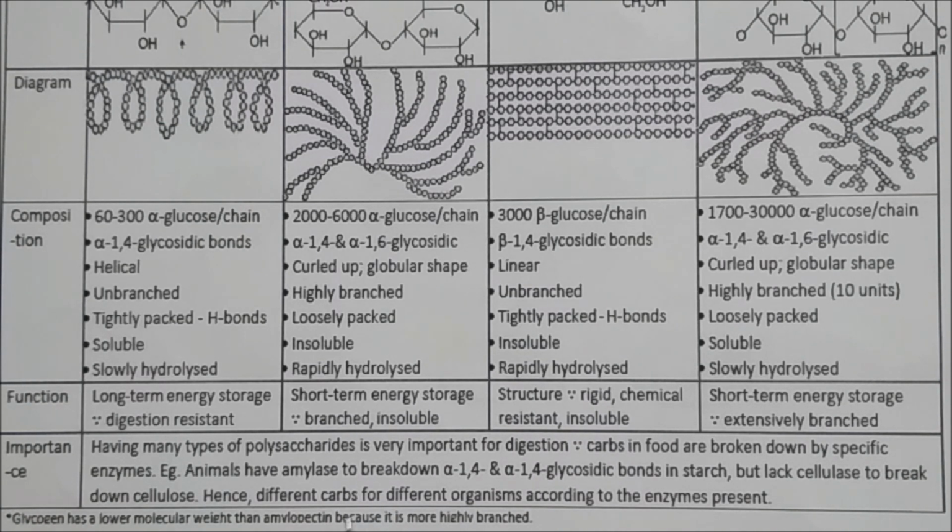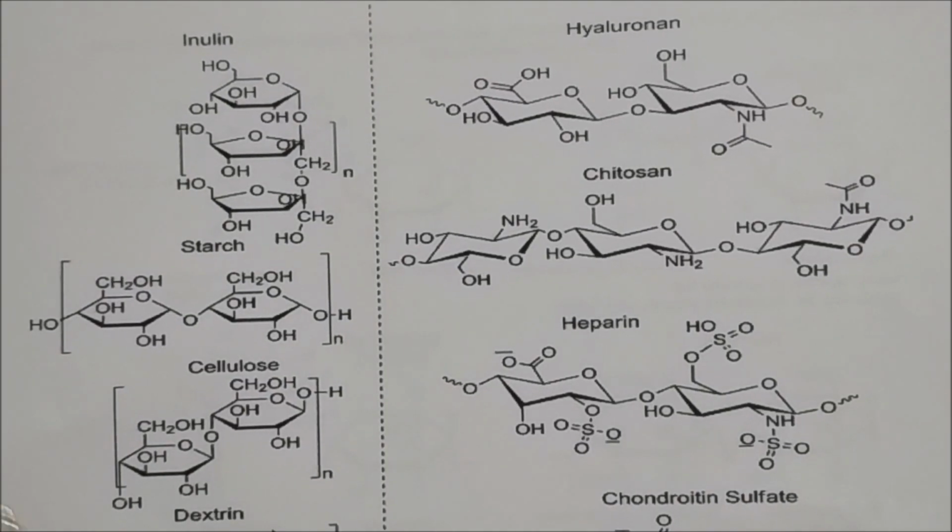So these are the carbs. In different organisms there are different types of enzymes. If they have cellulase enzymes, they will break down cellulose. If they have a starch enzyme, they will break down starch. So here you can compare the diagram for polysaccharides.